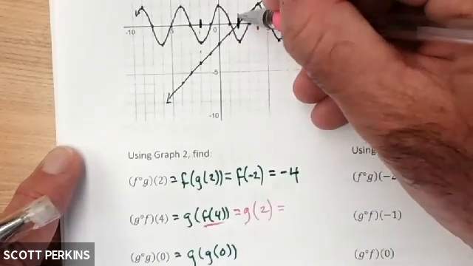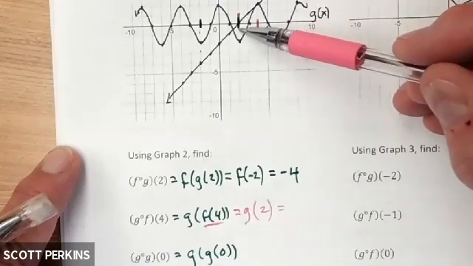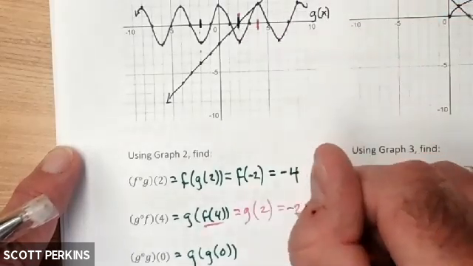I've already got a mark there. Let me make a little pink mark on top. I want to know what g of 2 is. Well, that is 1, 2 down, so that's negative 2.